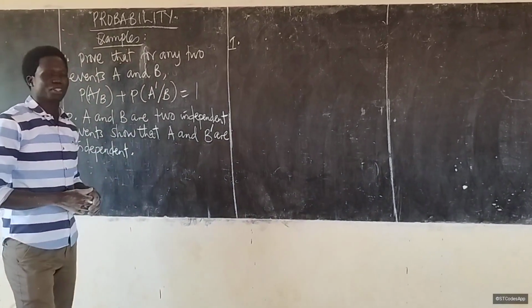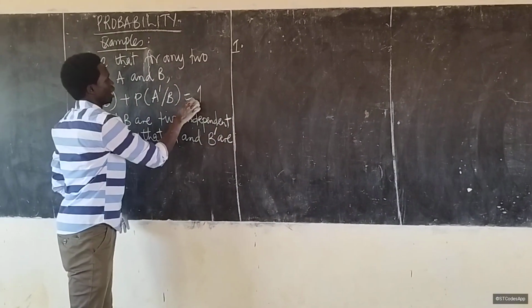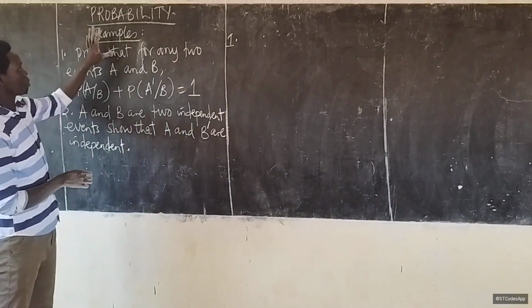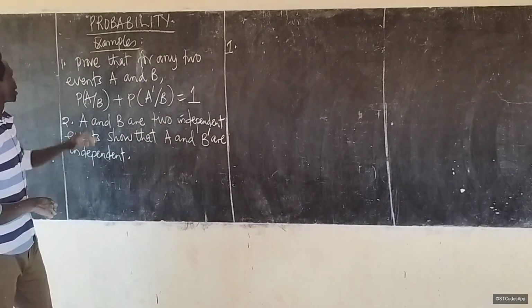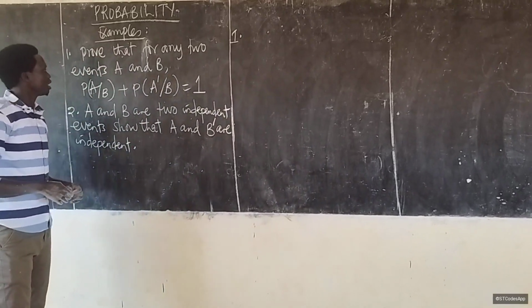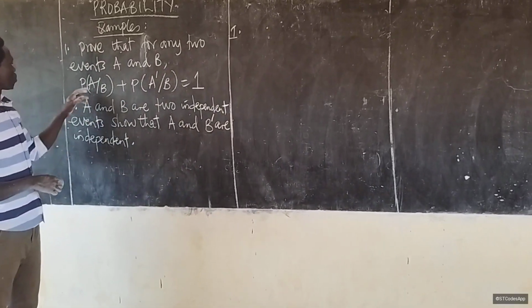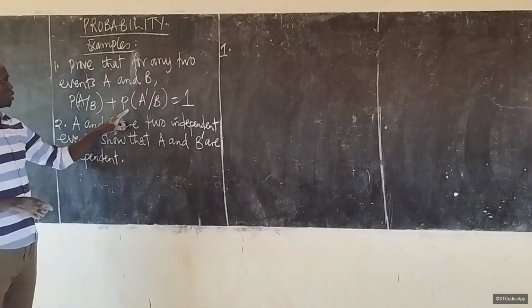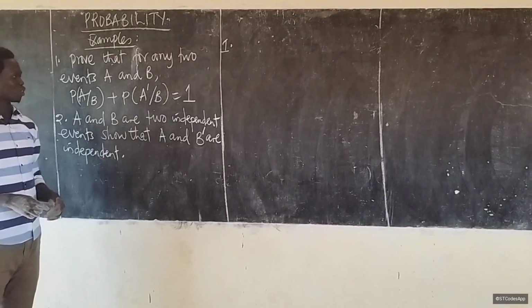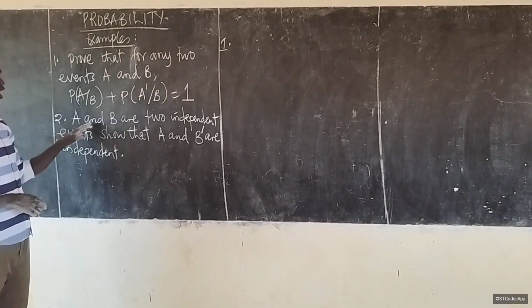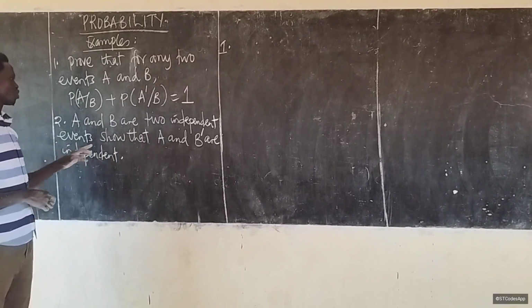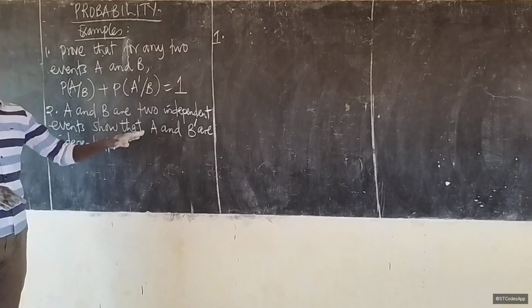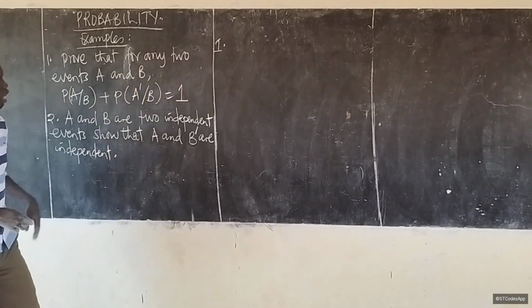So let us briefly look at these few simple questions of probability. They say prove that for any three events A and B, probability of A given B plus probability of A prime given B is equal to 1. And then, A and B are two independent events, show that A and B prime are also independent. Let us start with 1.